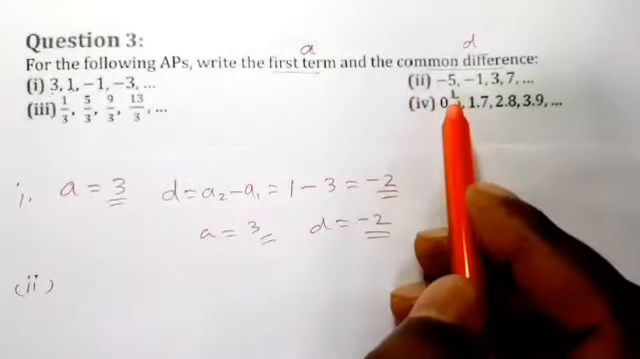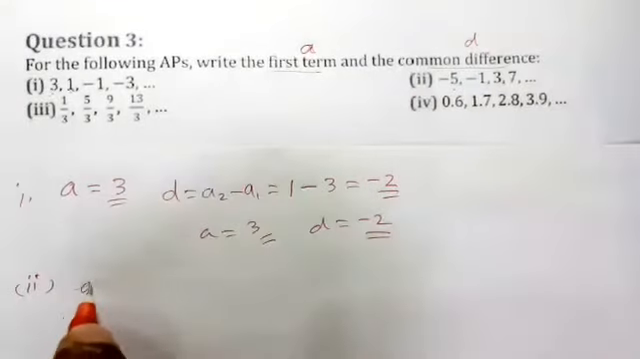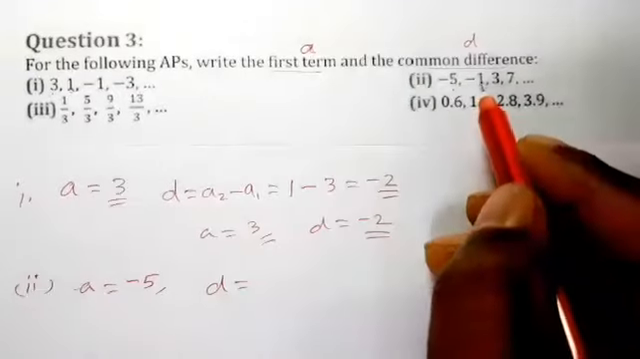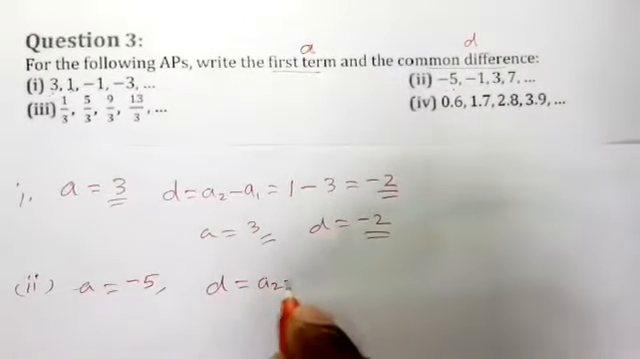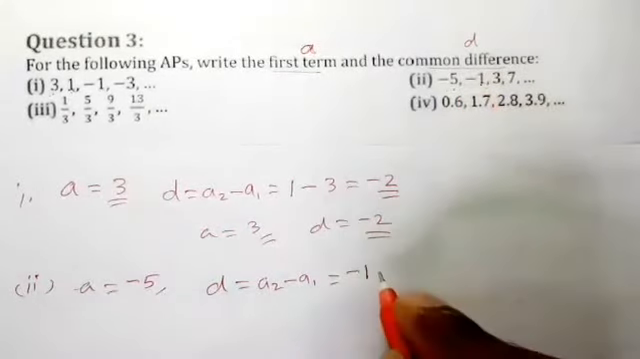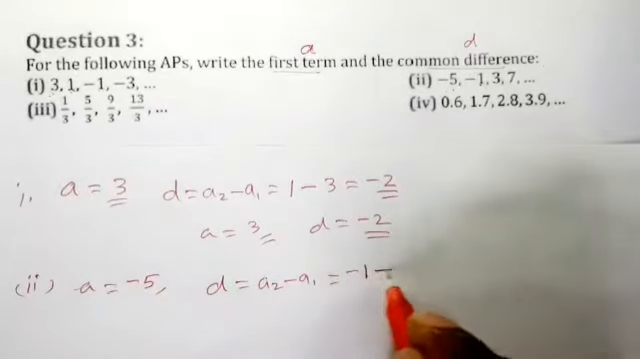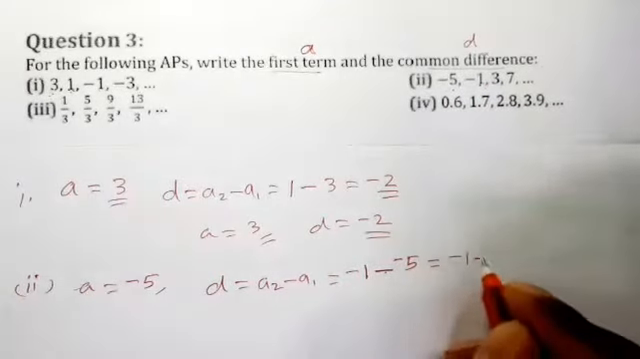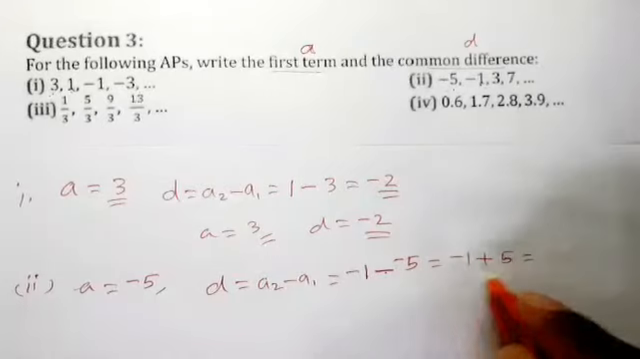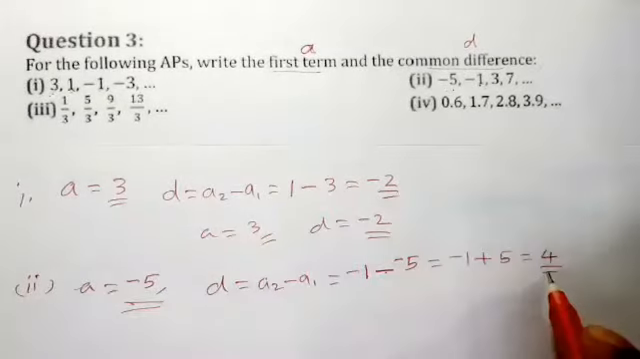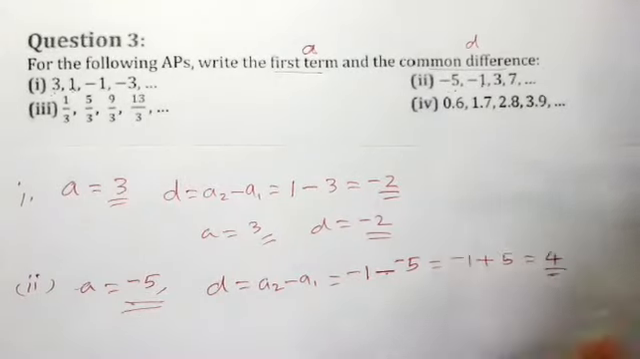Here minus 5, minus 1, 3, 7. So the first term is minus 5. And the common difference is A2 minus A1, which is the second term minus 1, minus minus 5. Be careful, we are finding the difference, so first write the subtraction symbol, later write the negative symbol also. So we get minus 1 plus 5, which is equal to 5 minus 1, which is equal to 4. So the first term is minus 5, the common difference is plus 4. Okay. Now the third question.